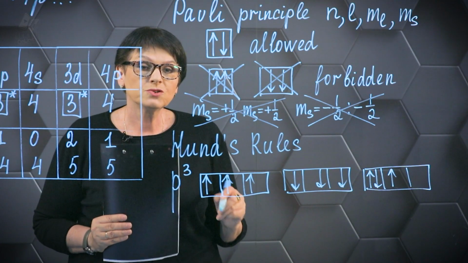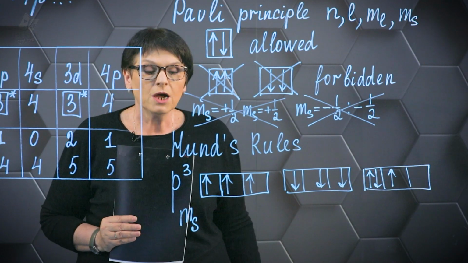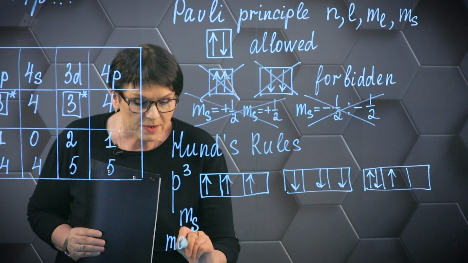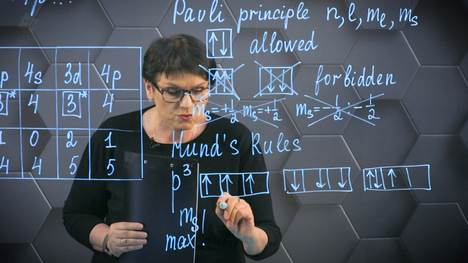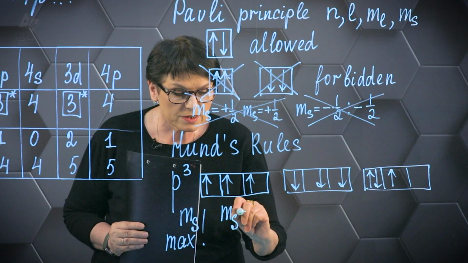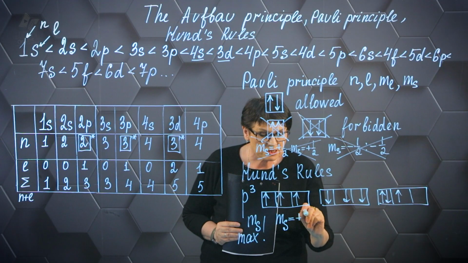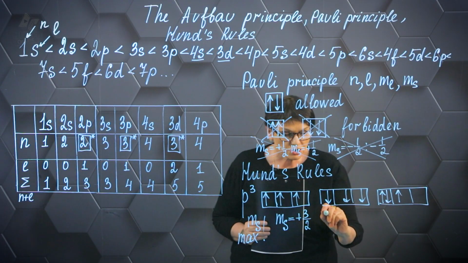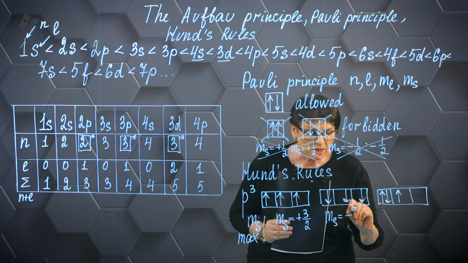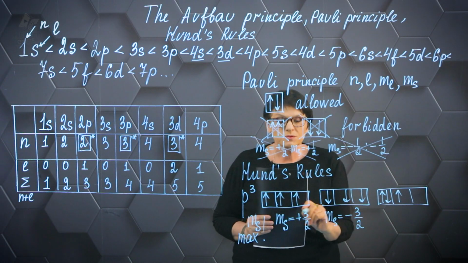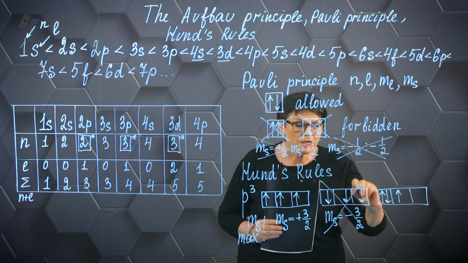Well, by Hund's rule, we have to take into account that the total spin moment must necessarily be maximal. Let's calculate how much the sum of the spin numbers will be in this configuration: plus 1 second, plus 1 second, plus 1 second, in total plus 3 seconds. In this case, the ms would be minus 1 second, minus 1 second, minus 1 second, in total minus 3 seconds. As we can see, this value is inferior to the maximum value. So in this case, it is wrong, it would be prohibited.